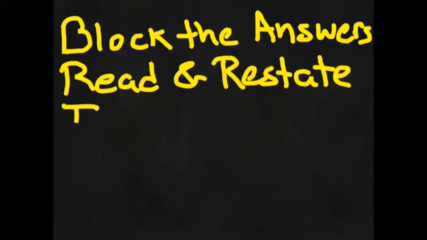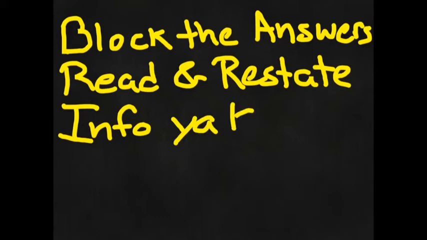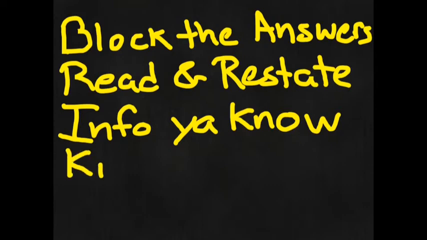The I stands for the info you know. This is the chance for you to recall what we've talked about in class. Try to recall any information that we've talked about in class or that you've learned at school that's going to help you answer this question. The fourth step is to kick out the losers.